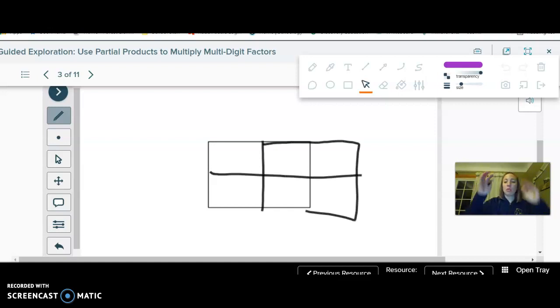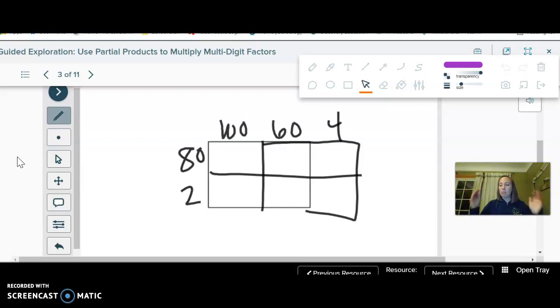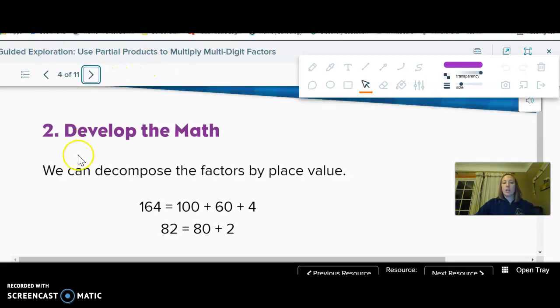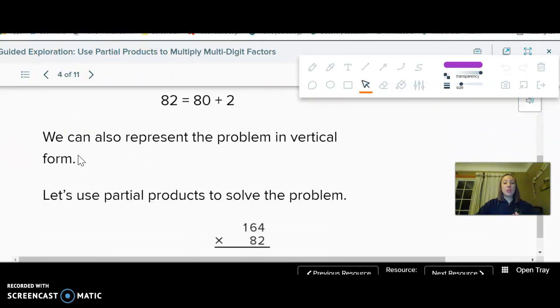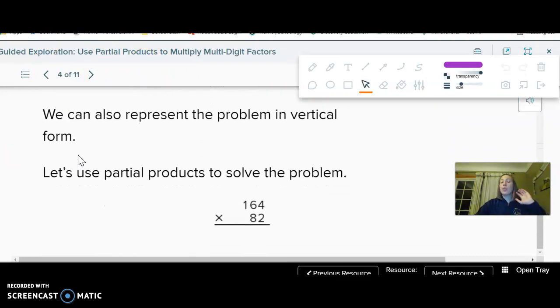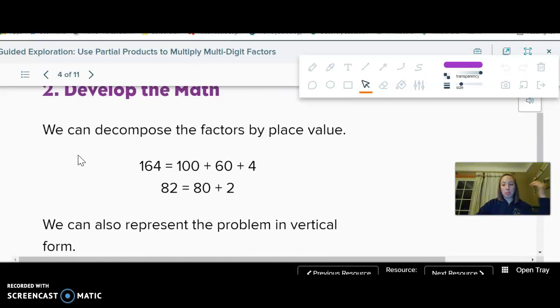Again, I make them so small. So 3 rows by 2, or 3 columns by 2 rows again, right? 164 by 82. So I'm just splitting it up again by place value, just like we did in the last lesson. So if we do it with partial products, we also decompose the numbers by place value. That is the same, or we write them in expanded form, whichever one you want to think of it as. So you can put that on your notes. We decompose them by place value.